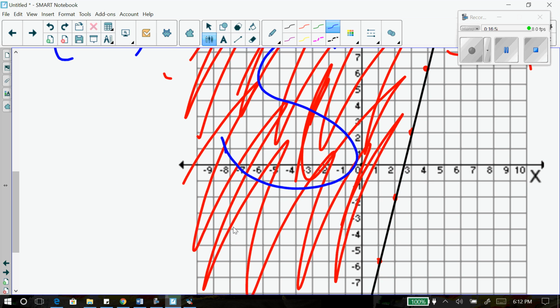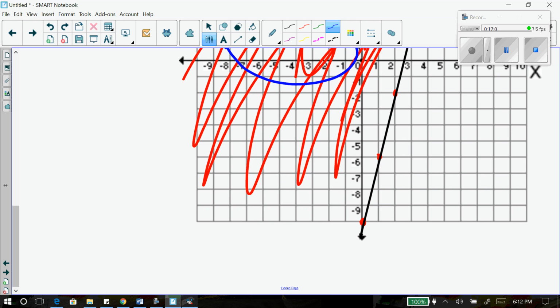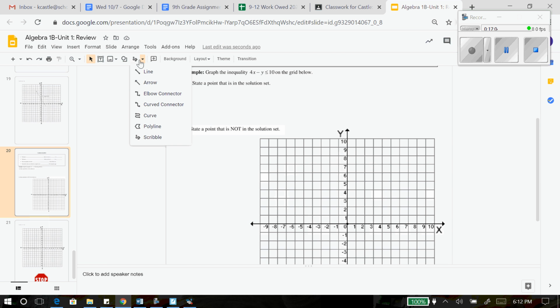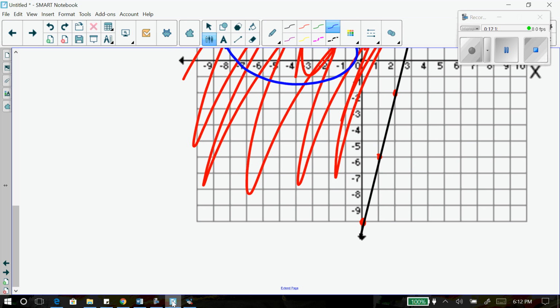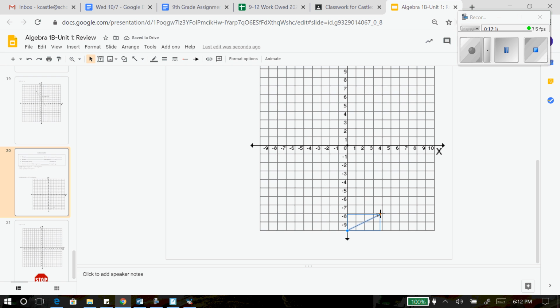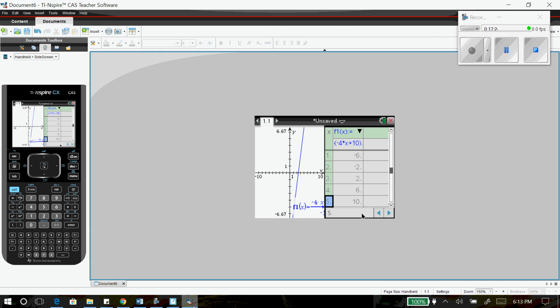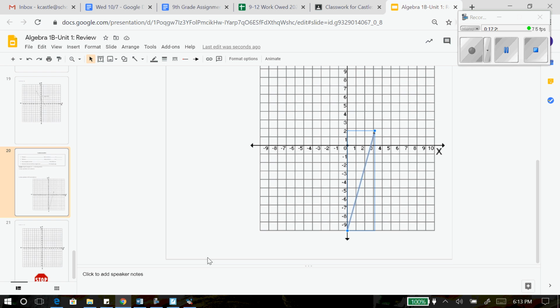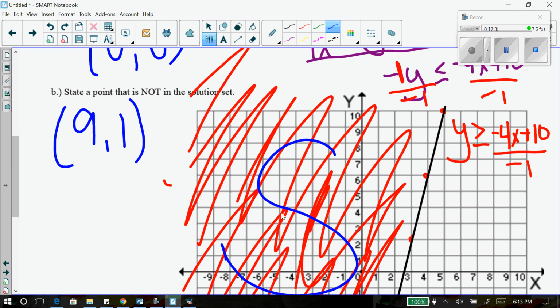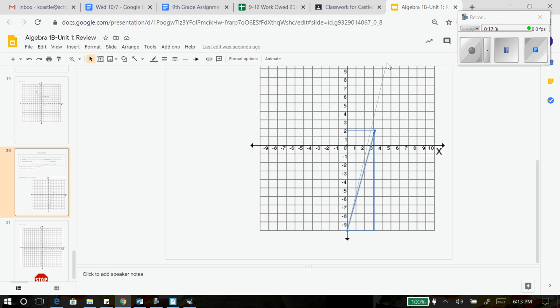So it looks like it's going through 0, negative 10. So first we have to do our line. Sorry, one with the arrow. So 0, negative 10. And then let's get another point that's going through here. 1, negative 6. Okay. And we'll kind of let it go like that. And then it's going through 2, negative 2. And then it's going through 4, 6. So let's drag it so it goes through 4, 6.